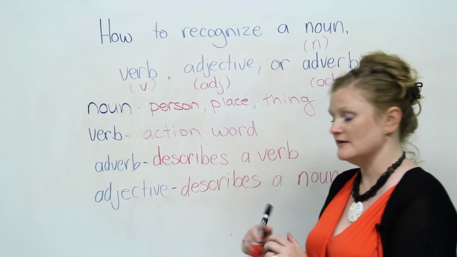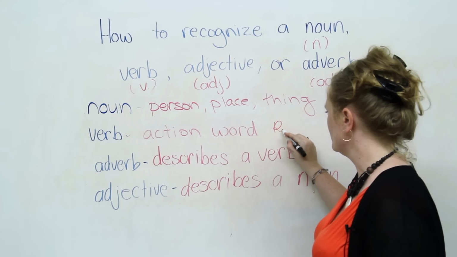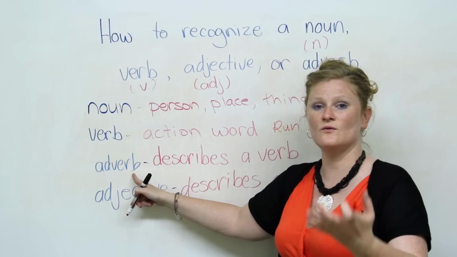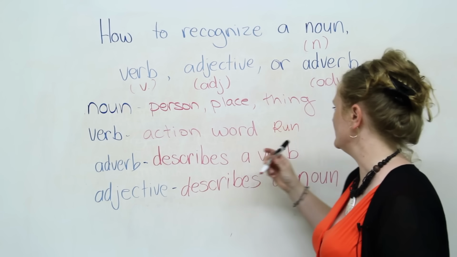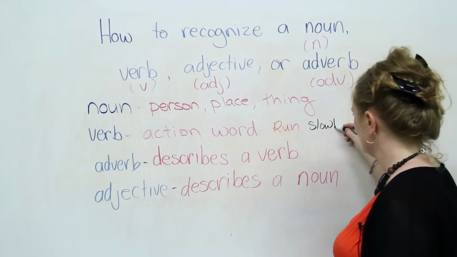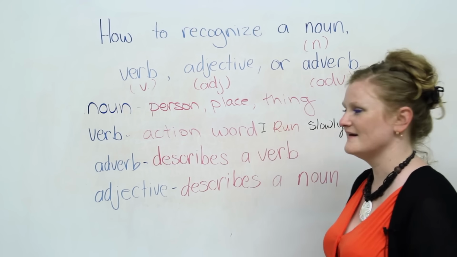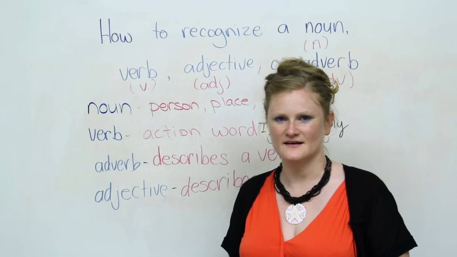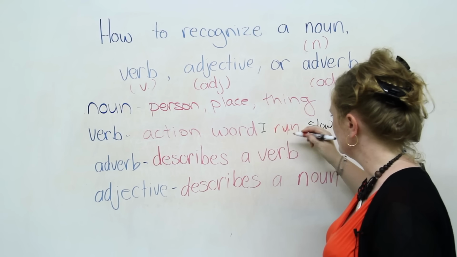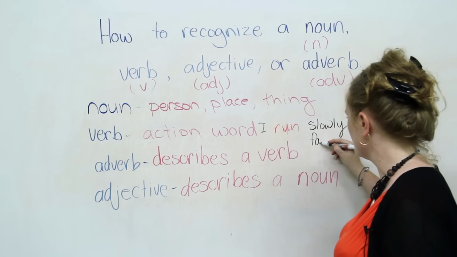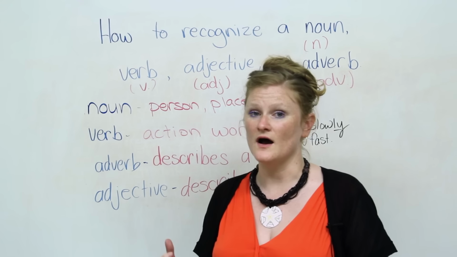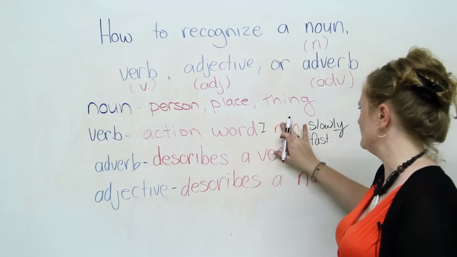For example, if I use the verb run, I'm going to tell you how I ran. I would say, for example, slowly. I run slowly. I don't like running. You can use words like fast. Most adverbs end in ly, but not all of them. So that isn't a steadfast rule.